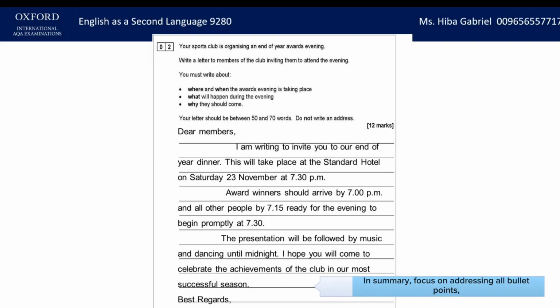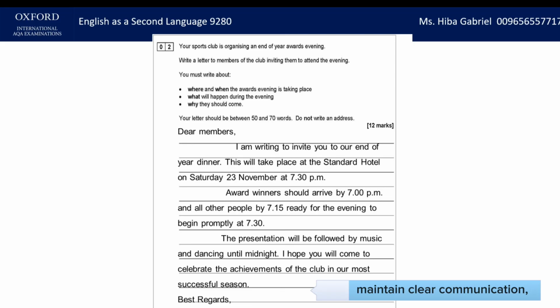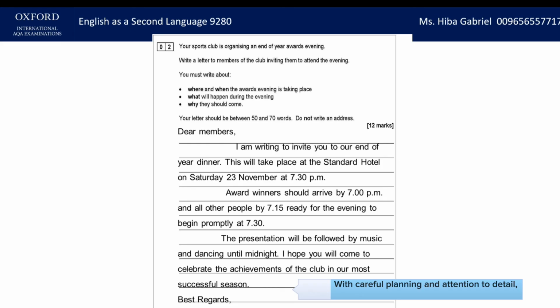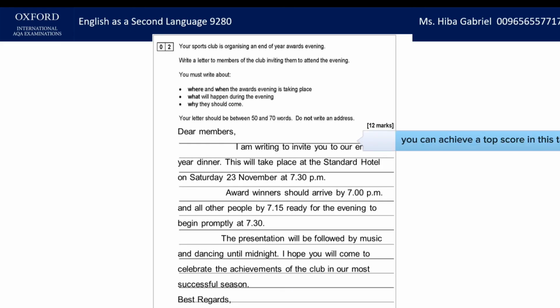In summary, focus on addressing all bullet points, maintain clear communication, and strive for accuracy in spelling and punctuation. Aim to include a variety of vocabulary and grammatical structures to showcase your language proficiency. With careful planning and attention to detail, you can achieve a top score in this task.